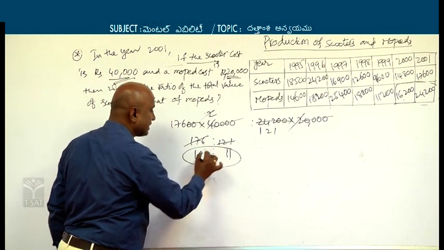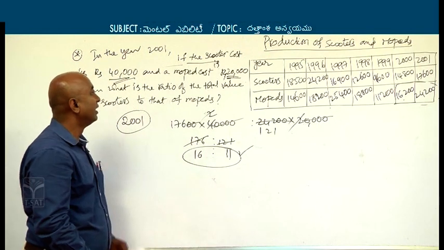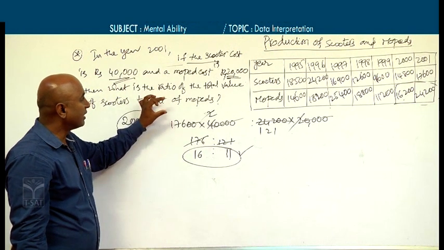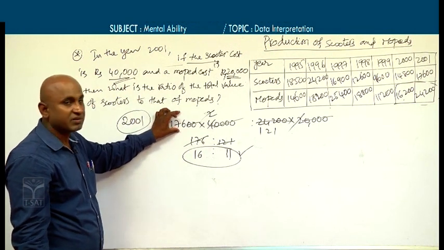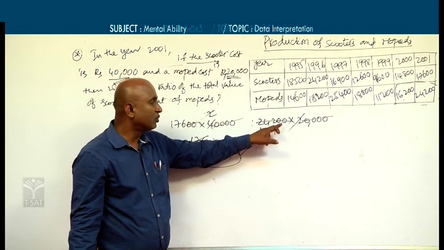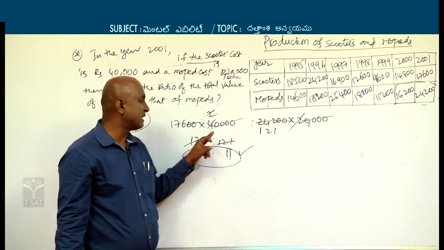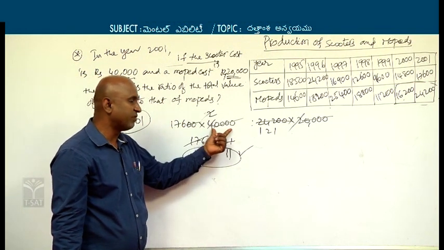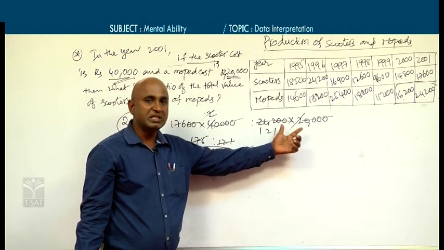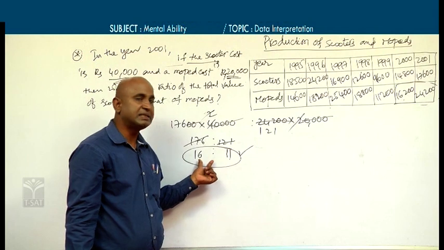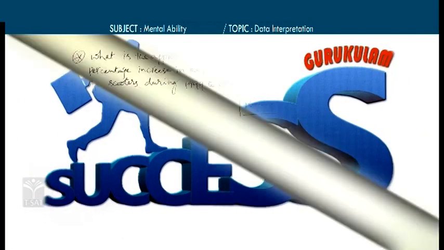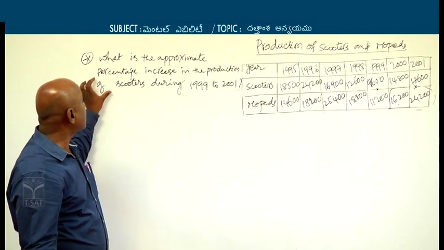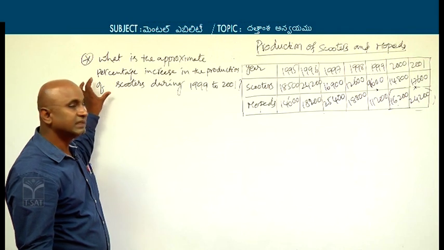So the ratio is 16:11. So in the year 2001, the ratio of total scooters cost and the total mopeds cost is 16:11. Total number of scooters into each one value, total number of mopeds into each one value, then the ratio is 16:11. The next problem in the data table is, what is the approximate percentage increase in the production of scooters during 1999 to 2001?